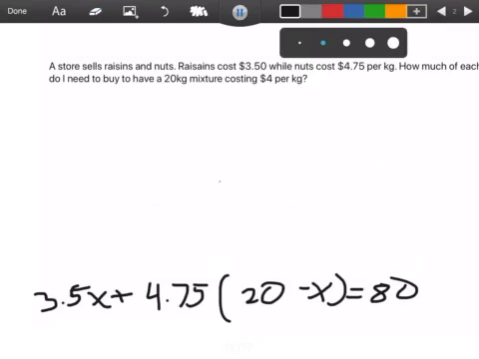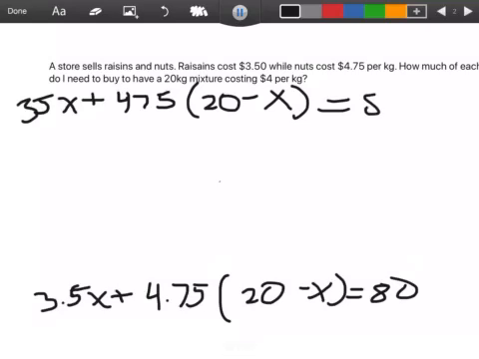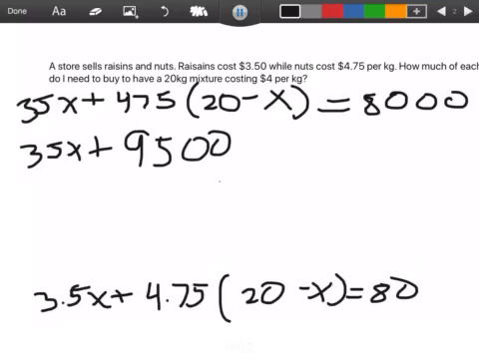Okay, so now we should solve the equation. Let's multiply everything by 100 so our numbers are easier. So we have 35x plus 475 times 20 minus x equals 8,000. Now we multiply: 35x plus 475 times 20 equals 9,500 minus 475x, which equals 8,000.